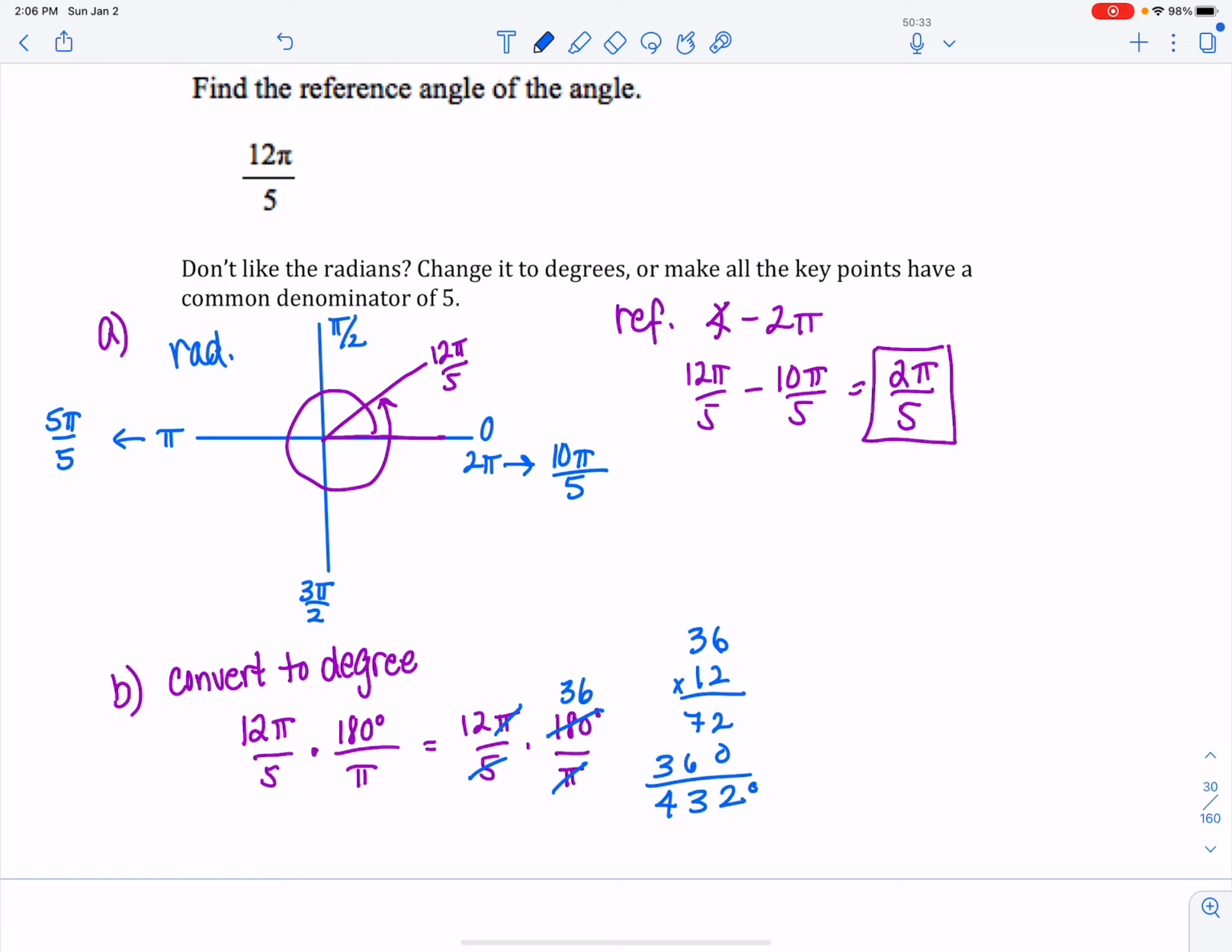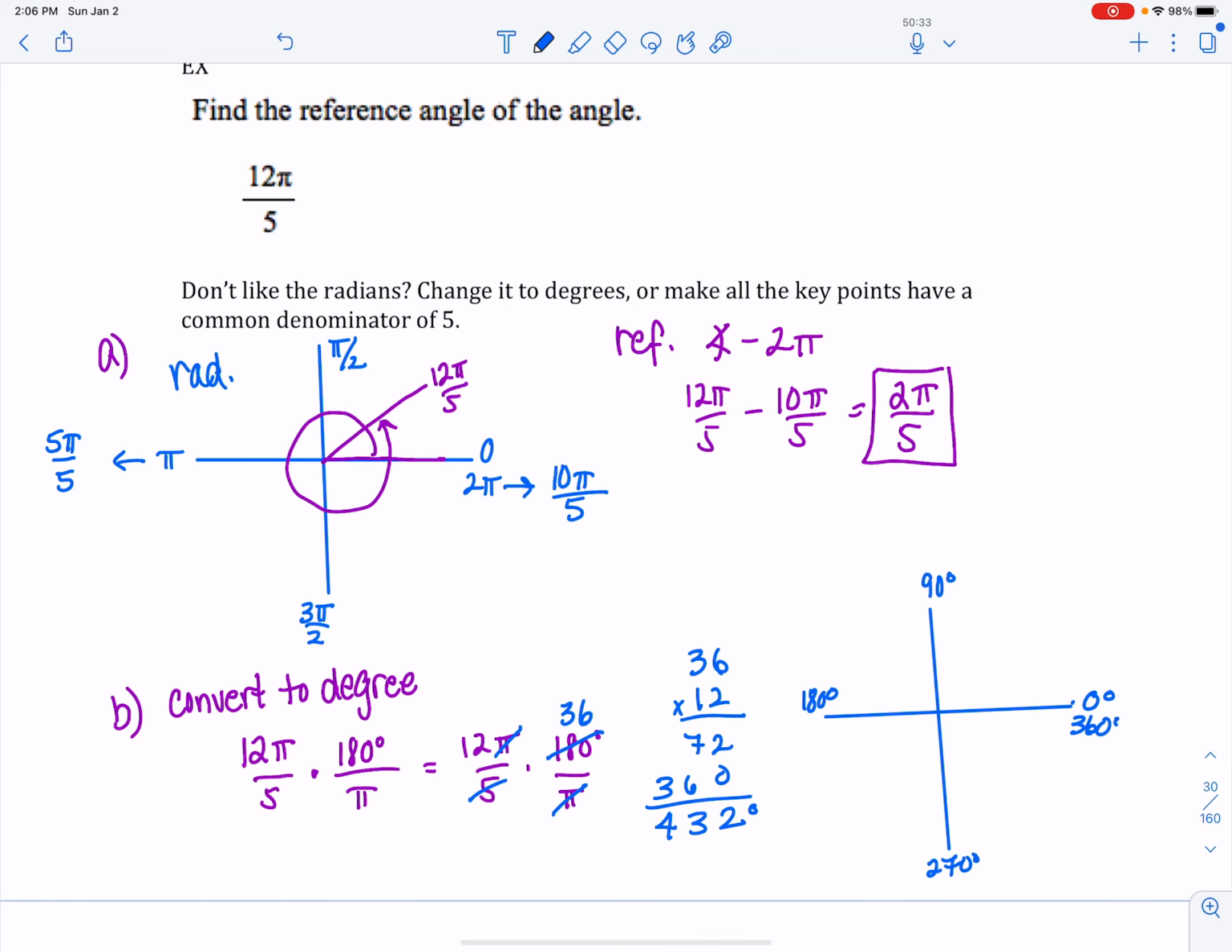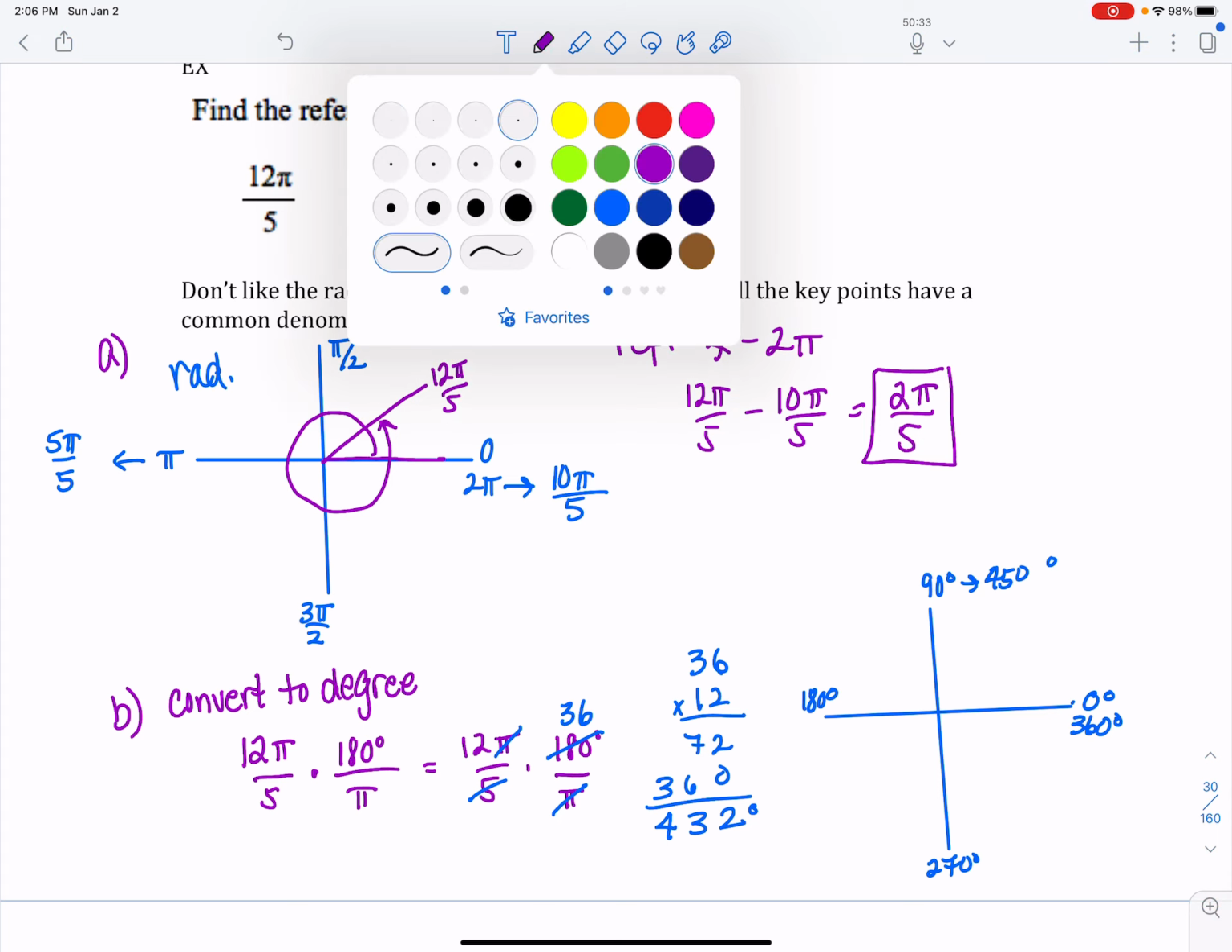I got 432 degrees. So if I were going to draw that out, I have 0 degrees, 90 degrees, 180, 270, and then back again to 360. Now 360 plus 90, remember, is 450. Okay, so I know I'm in quadrant 1 because my angle is 432 degrees.